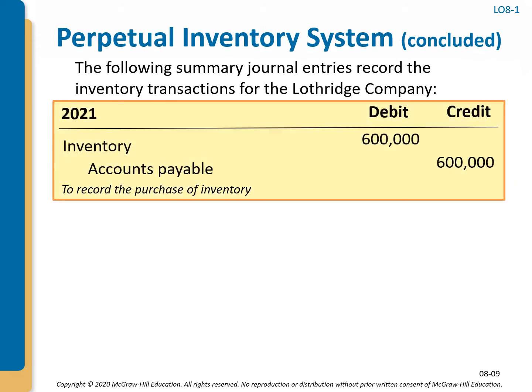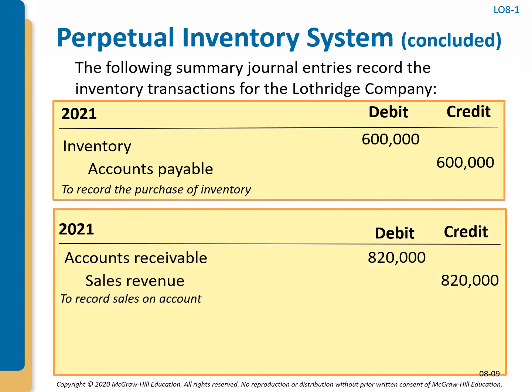So we assume that the beginning balance in inventory of 120,000 is already recorded. Because it's a perpetual system, as transactions occur, we update the system as we go along. So inventory purchased increases inventory by 600,000. It also increases accounts payable by 600,000, because the new inventory was purchased on credit.